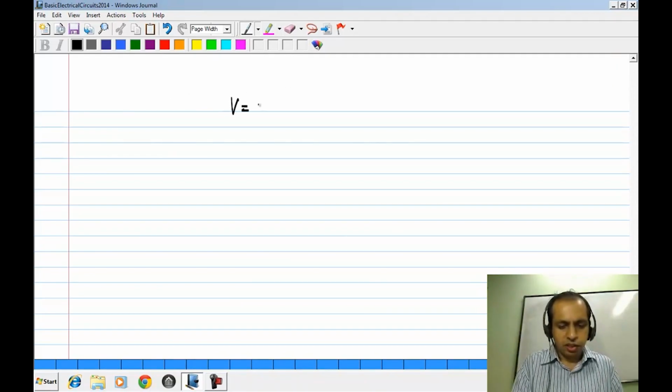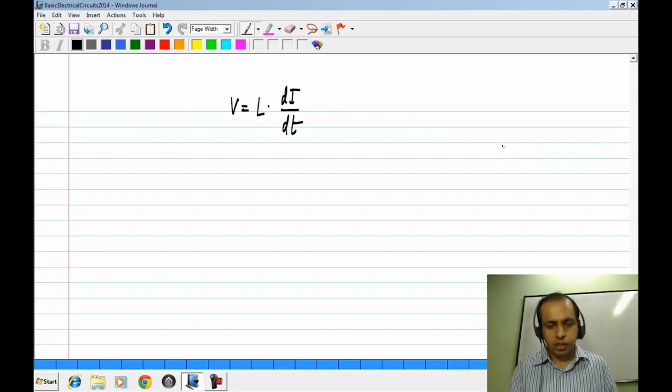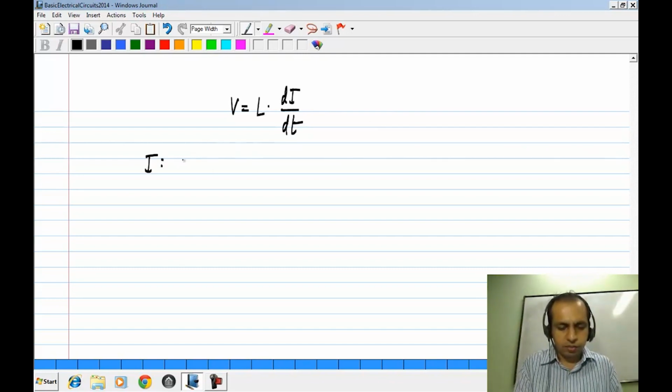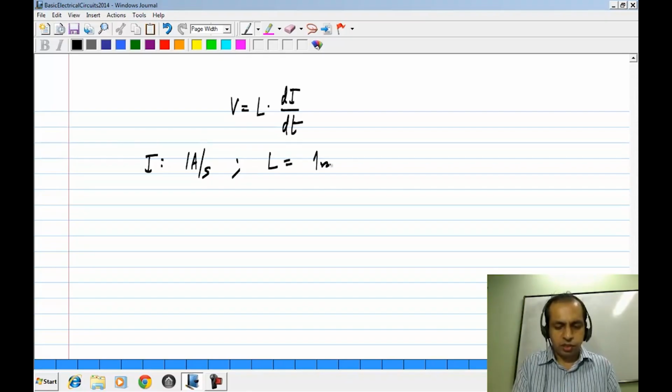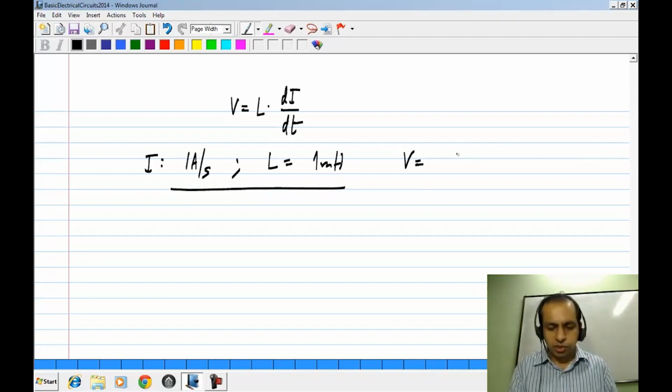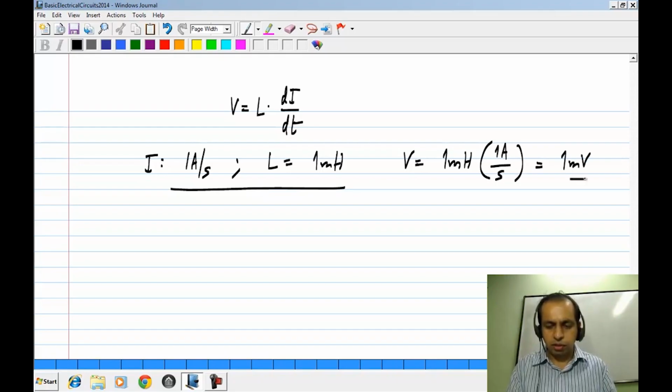So what does this say? V is L times di by dt, and if I is changing at, let's say, 1 ampere per second, and if the inductance is 1 millihenry, clearly voltage induced across it is 1 millihenry times 1 ampere per second, which is 1 millivolts. Okay. So the voltage across the inductor is 1 millivolt.